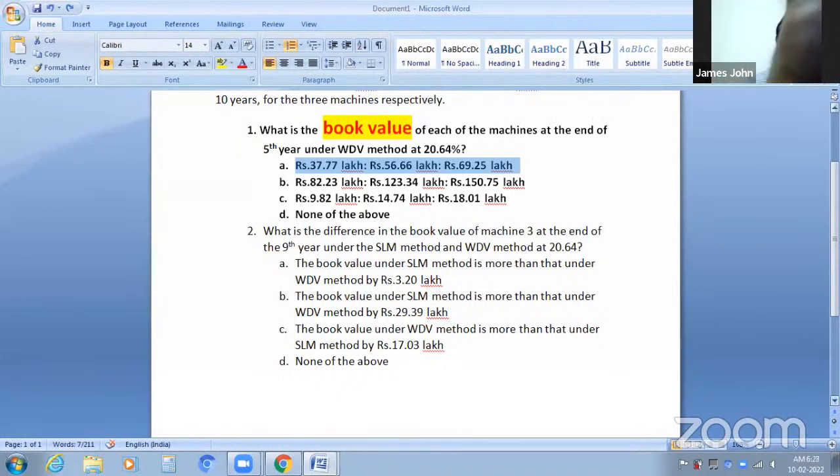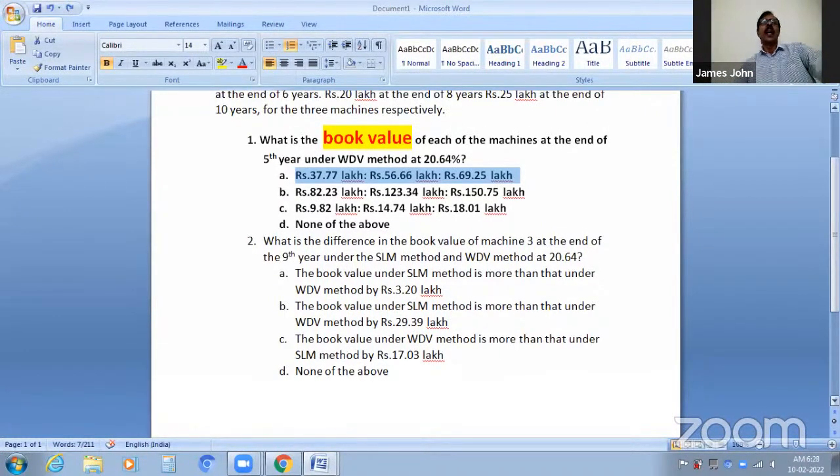Sir, could you please repeat the formula once more for book value? Book value is P into 1 minus R, the whole raised to n. See, I have told you, do you know the compound interest formula? Sir, in that we are using 1 plus. Why are you using 1 plus? Tell me why you are using 1 plus.